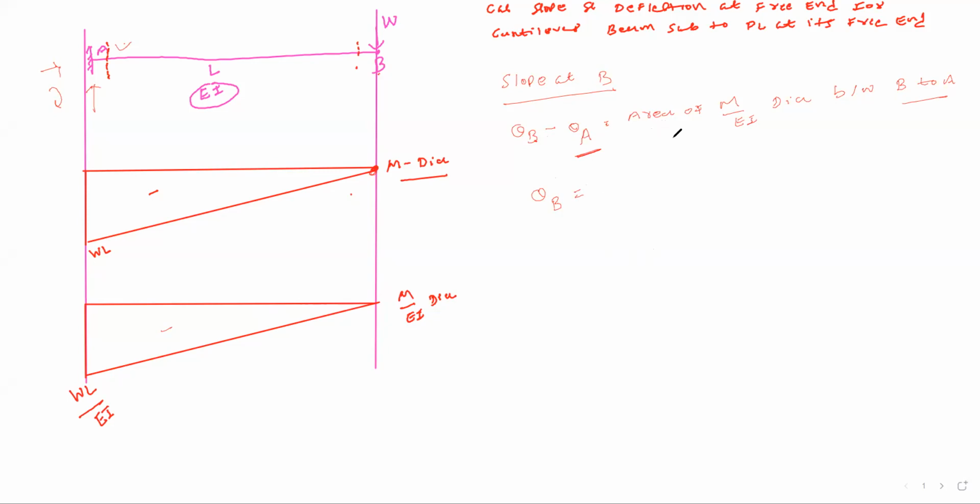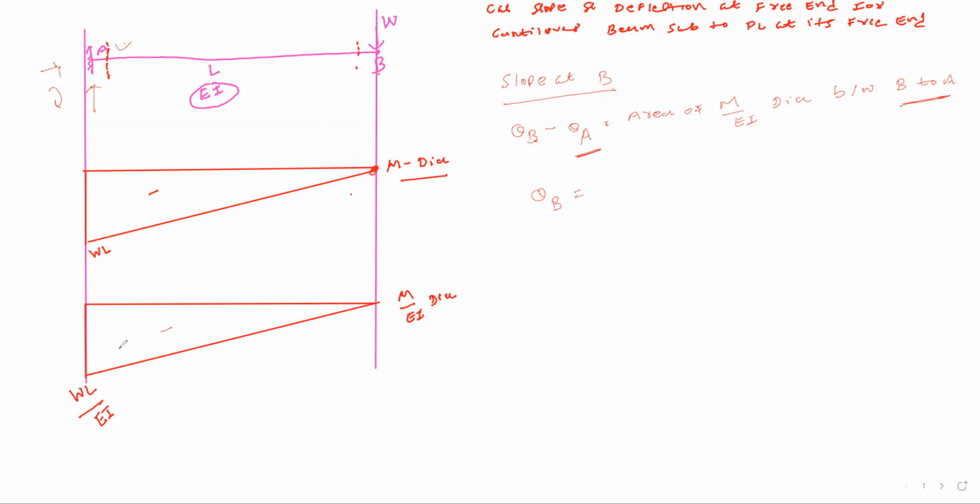That is nothing but area of M by EI diagram between point B to point A. Point B થી point A કેમ કર્યું? કેમ કે મારે point B આગળ slope શોધવો છે. And your boundary condition point is the point A. That's why આપણે point A સુધી ગયા. So theta B equals to area of M by EI diagram.